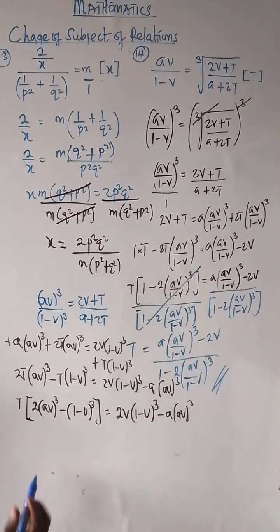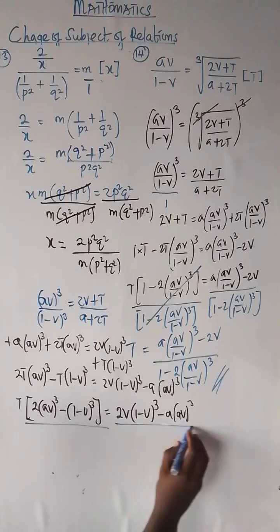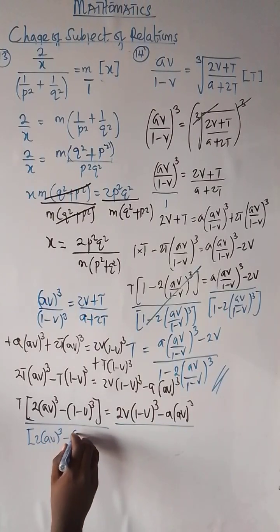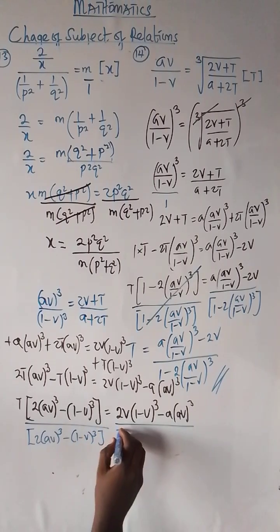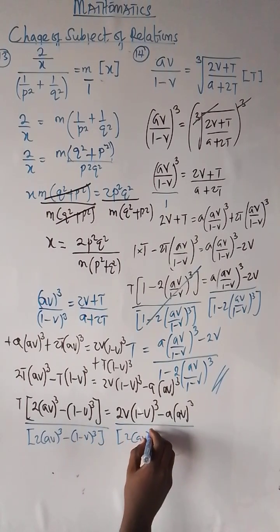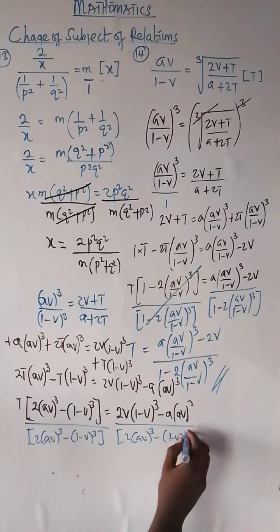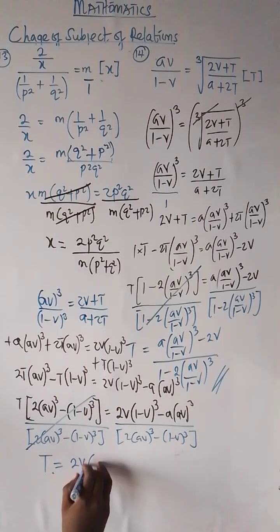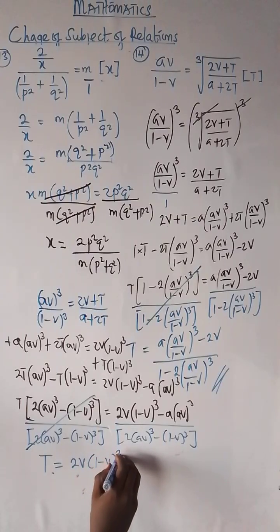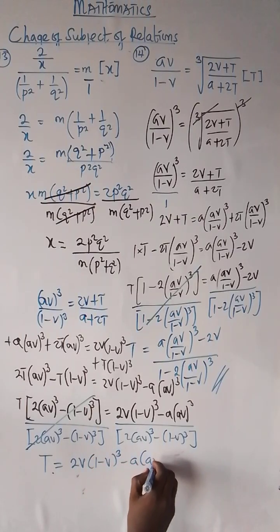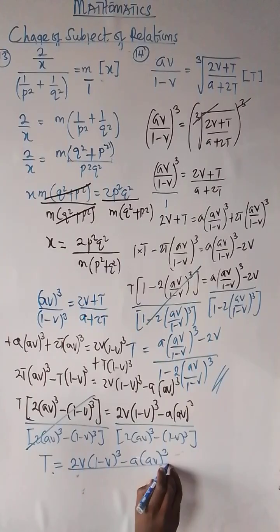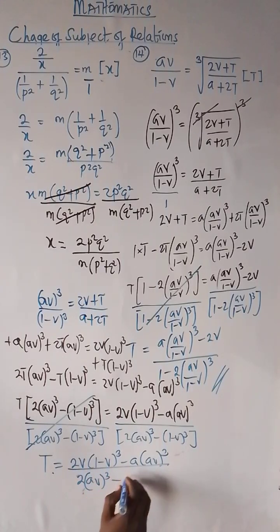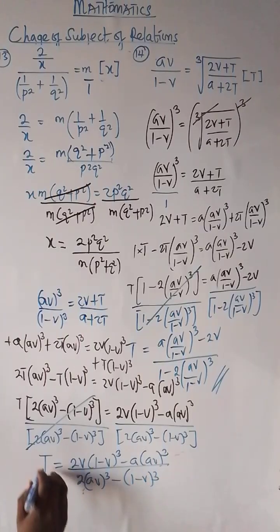So what next? We can just divide both sides by this, 2(av)³ minus (1 minus v)³. So this goes. So t becomes 2v(1 minus v)³ minus a(av)³ divided by 2(av)³ minus (1 minus v)³.